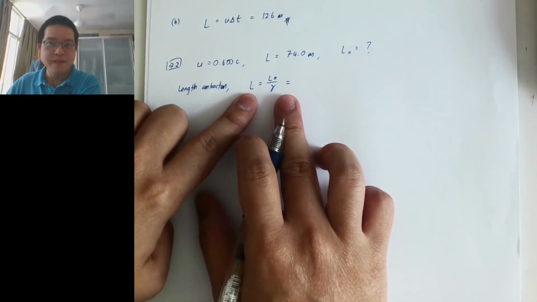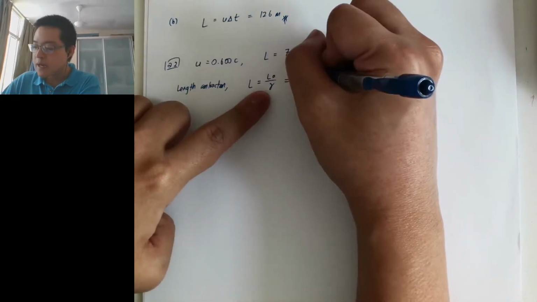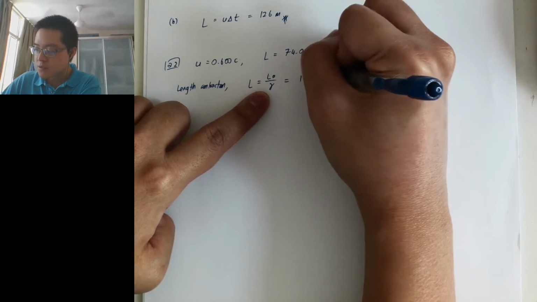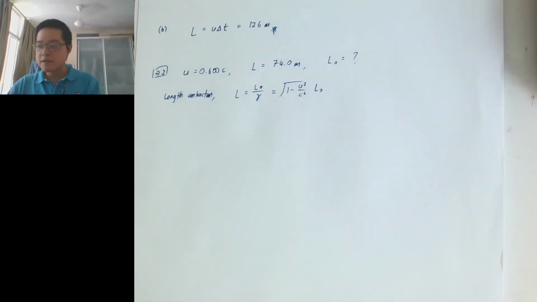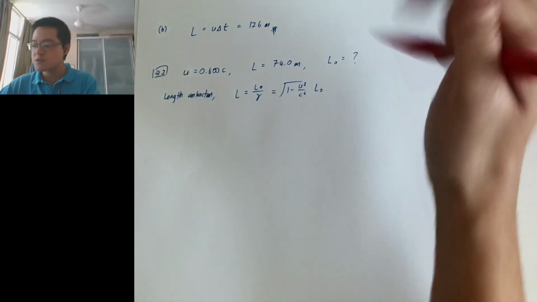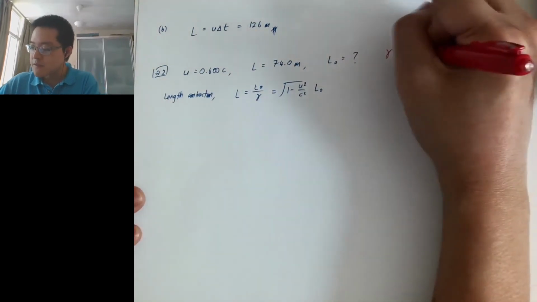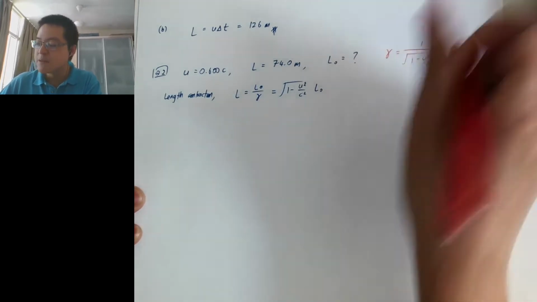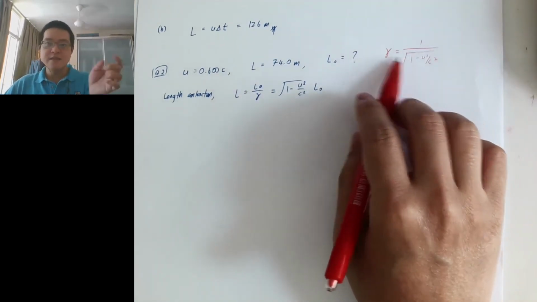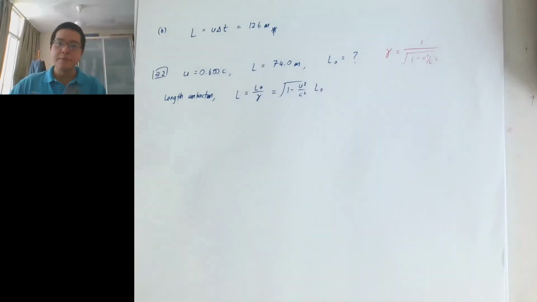We want to find L, right? So 1 over gamma is the square root of 1 minus u square over c square, and then times L0. Remember, the Lorentz factor formula is 1 over the square root, not the square root itself. Usually people make this mistake and remember it wrongly. For gamma, the square root is downstairs, so 1 over gamma means the square root is up.